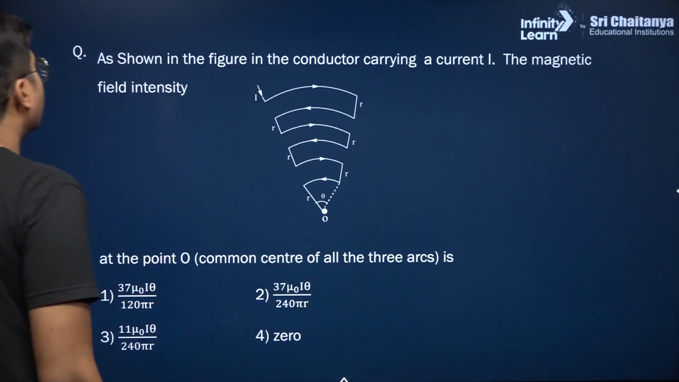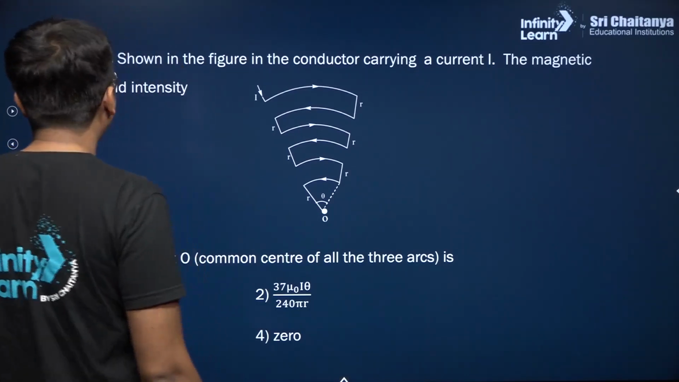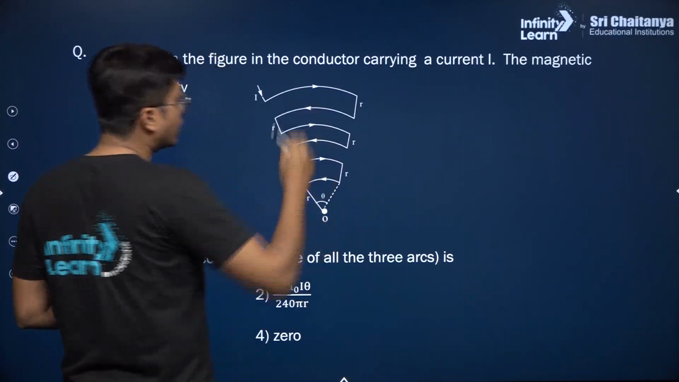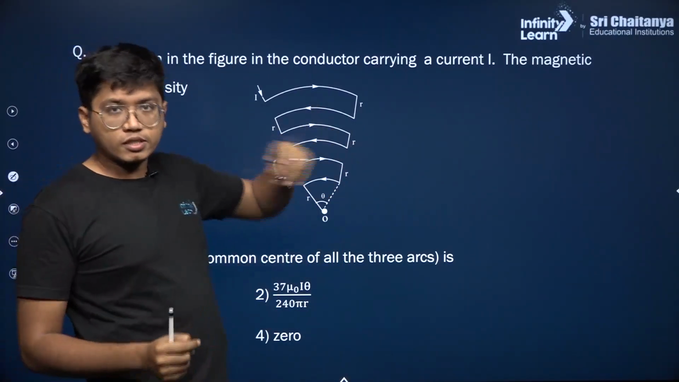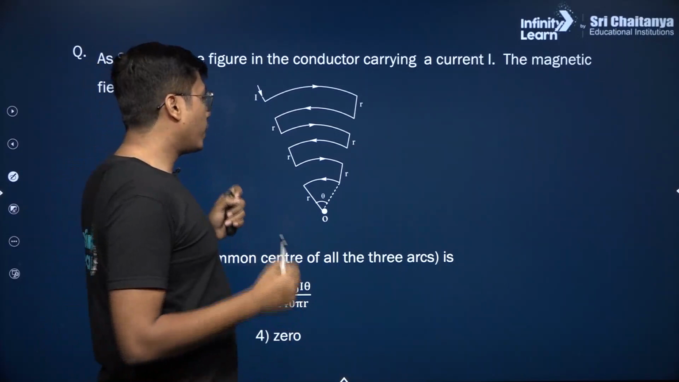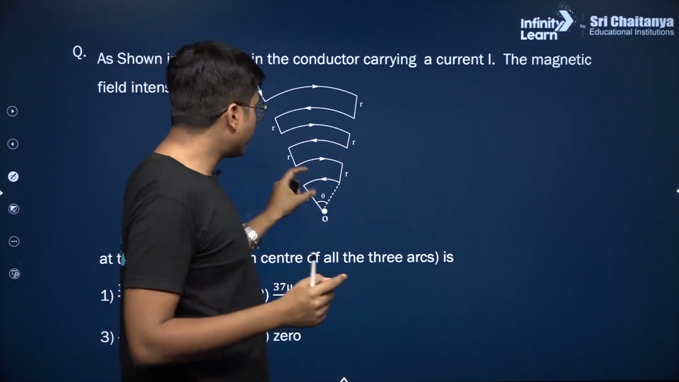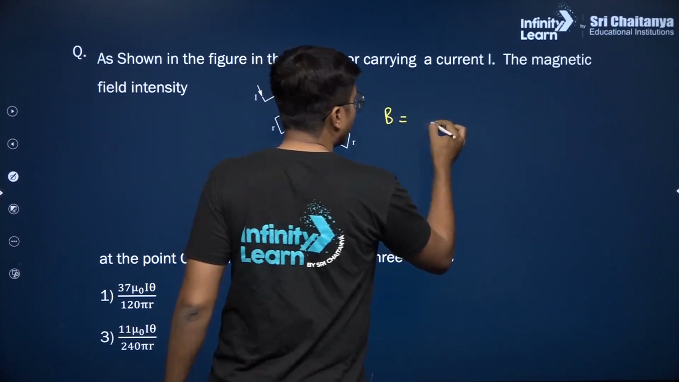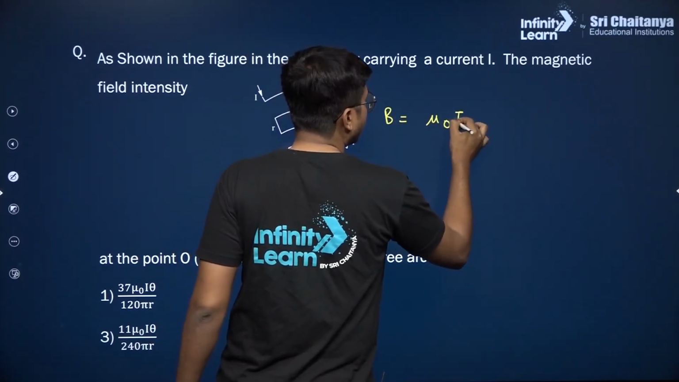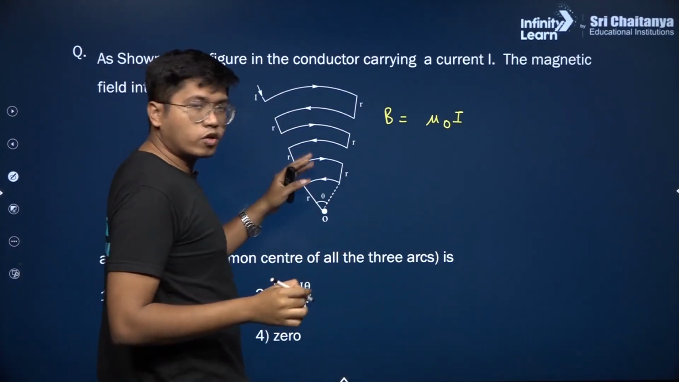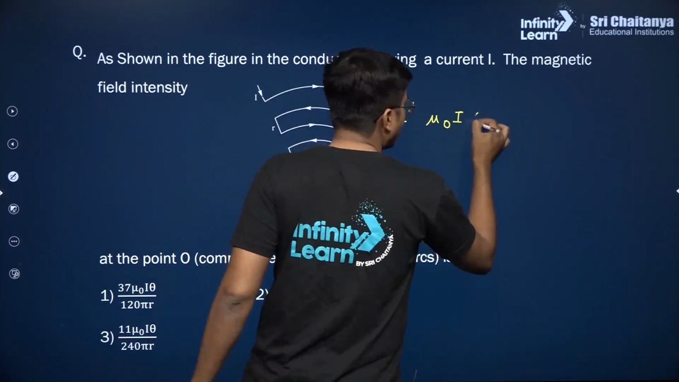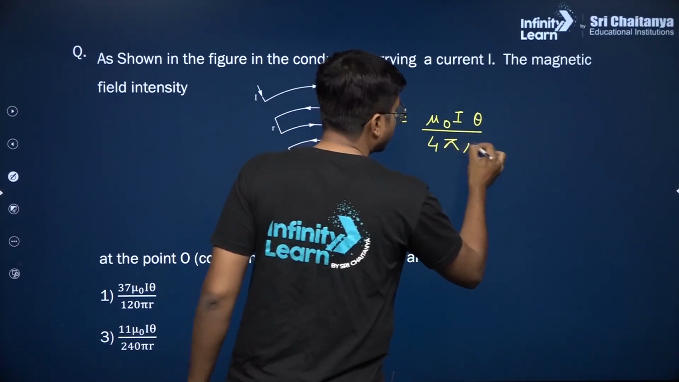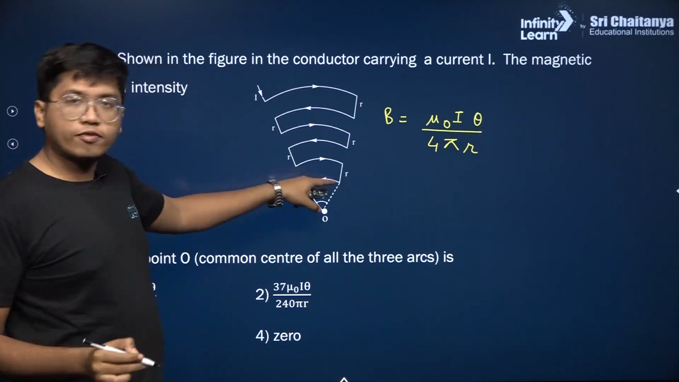Next question, as shown in the figure, in the conductor carrying a current, magnetic field intensity we need to find. So we have these 6 wires over here, one after the other, each at a consecutive distance r. So we know what this magnetic field would be. For the first wire, the magnetic field, let's call B, is equal to mu naught I into theta divided by 4 pi r, where I is the current flowing over there. That is the magnetic field because of the first piece.